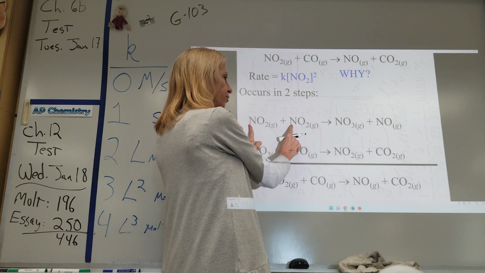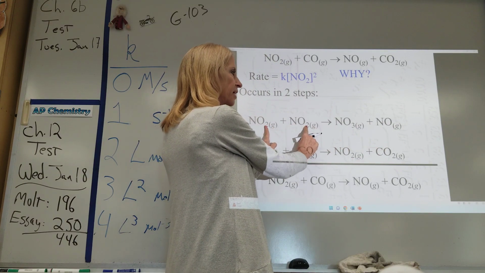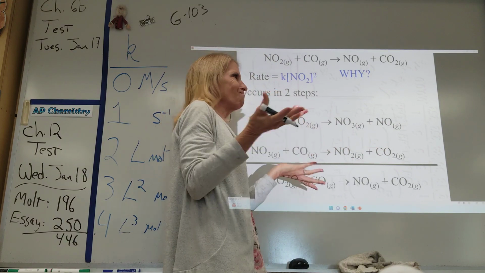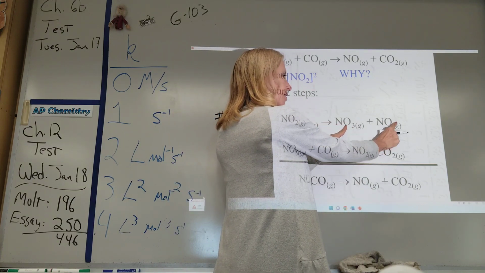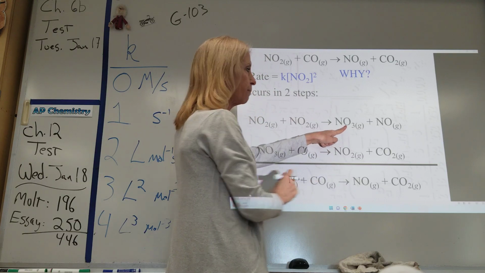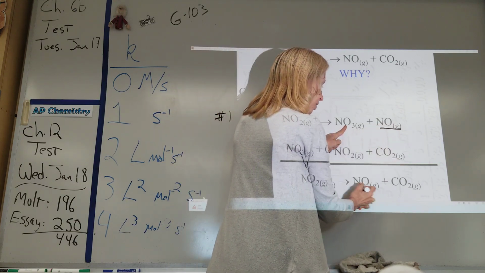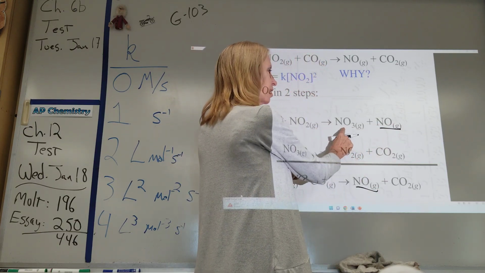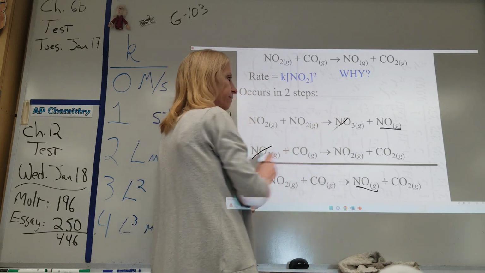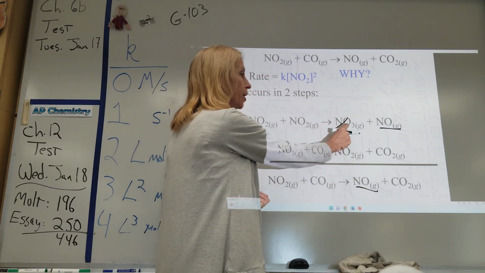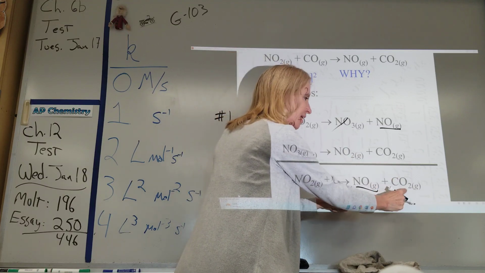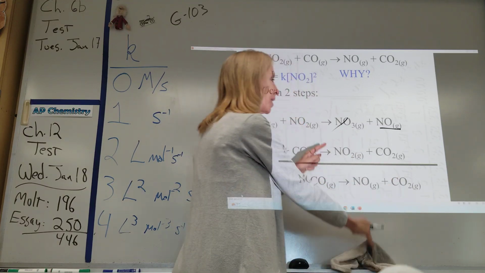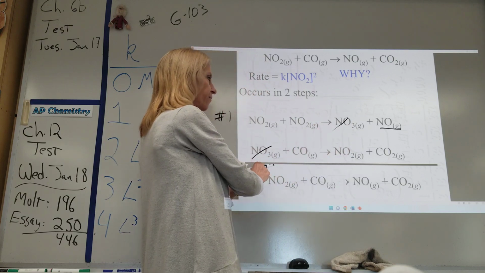I need 2 nitrogens and I need 4 oxygens. Let's propose it like this. You have 3 oxygens here and 1 oxygen here. Now I like that because NO is one of my products. This is now called an intermediate because I'm going to get rid of it. Okay, now I know I need to get rid of the NO3. I propose that, but it's not part of the net reaction. So after I propose that, I have to get rid of it.